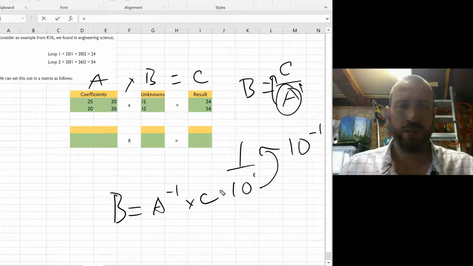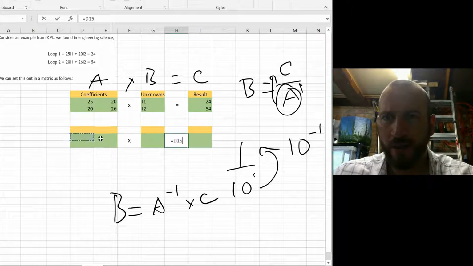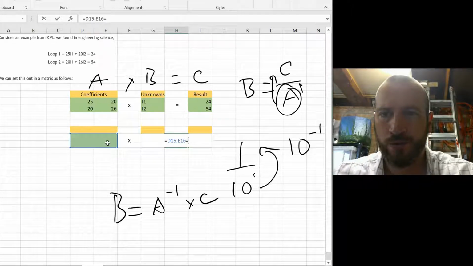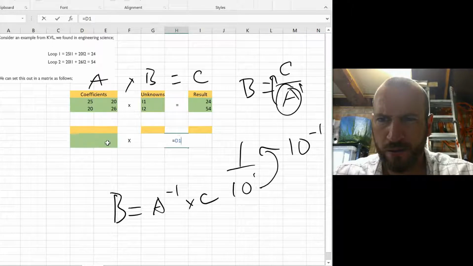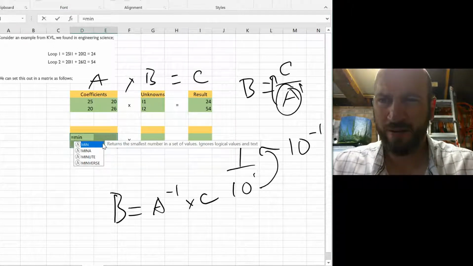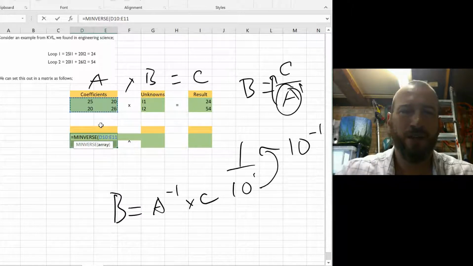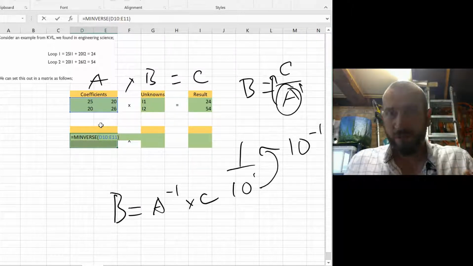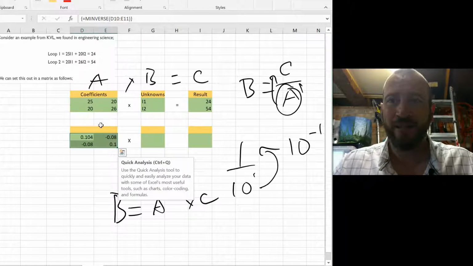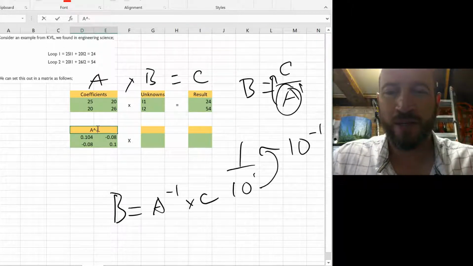So let's just see if that works. In Excel, the command to invert a matrix is simply equals, oh, what's that? What's just happened there? Let's try again. Equals MINVERSE is our command for Excel. We want to invert that matrix, so close the brackets. Now remember, if we need to fill more than one box, we have to use Control Shift Enter, and that is the inverse of A. So that is A to the power of -1.